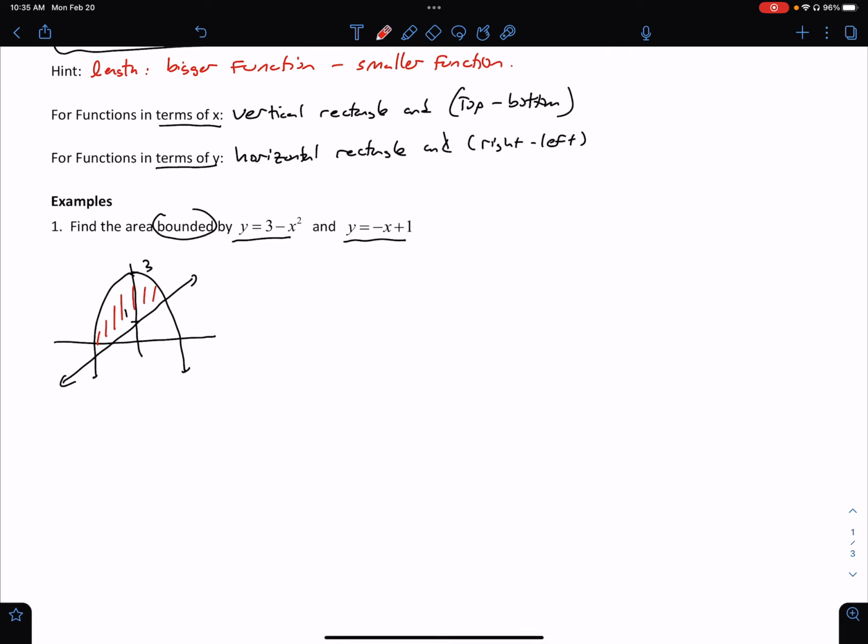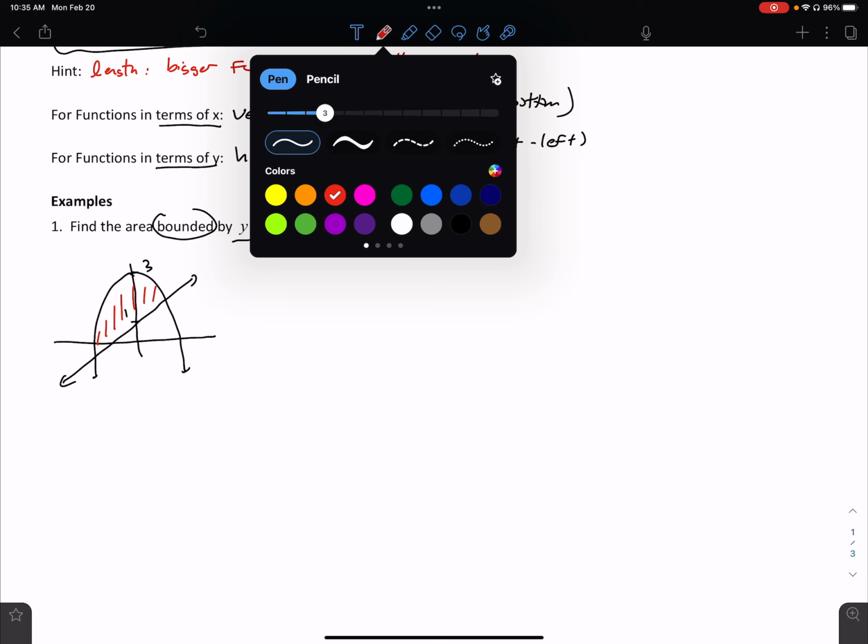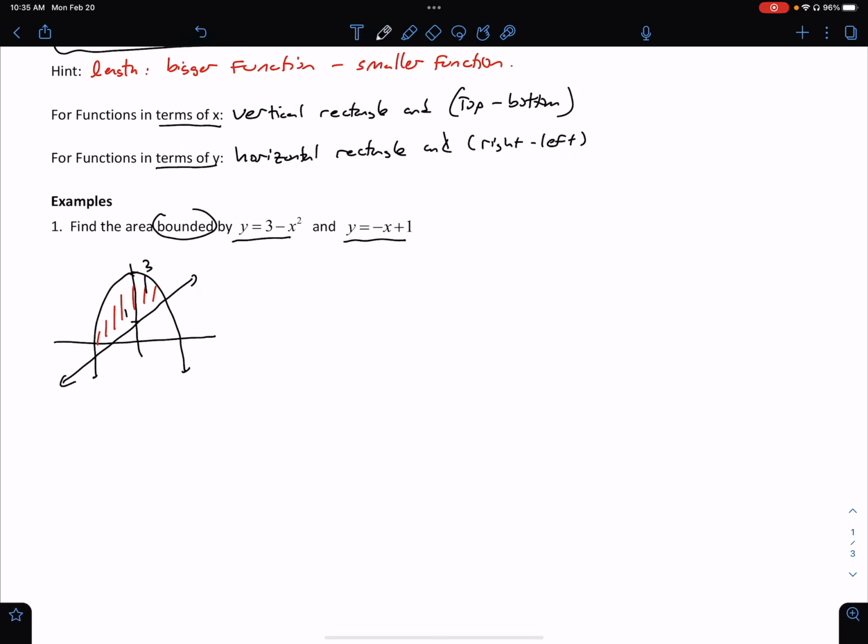So I'm going to set up my integral. The first thing we're going to do is draw a rectangle on the inside. That's our rectangle of mathematics. I want to see this, okay? Draw your rectangle of mathematics somewhere in there. Now the skinny part this time, notice it's horizontal, so that's our dx.